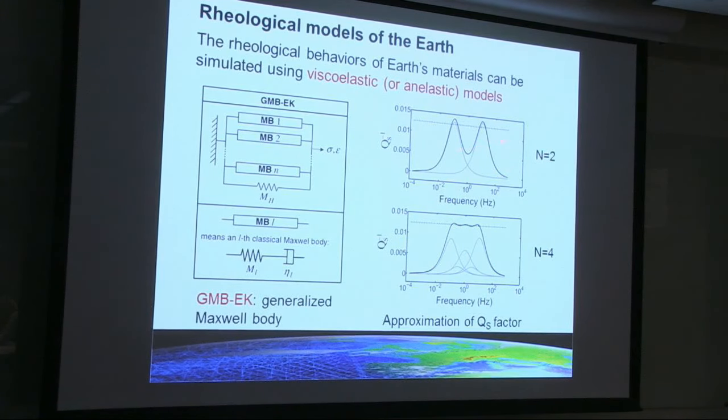This figure shows the approximation of the Q factors using different numbers of mechanisms. The dashed line is the frequency independent Q factor, so it's a constant value, and the black line is the calculated Q factor, which is the sum of the Debye functions. So we can say when the number of mechanisms increases, the calculated attenuation factor approximates the exact value better.